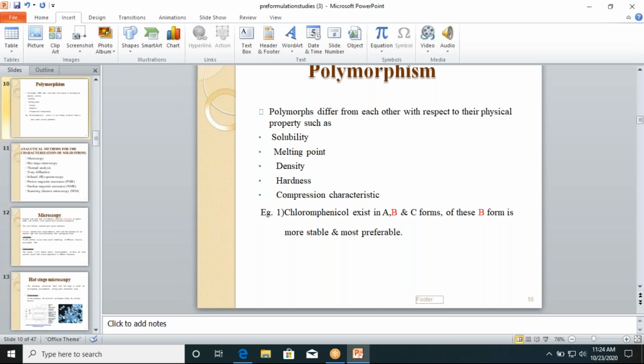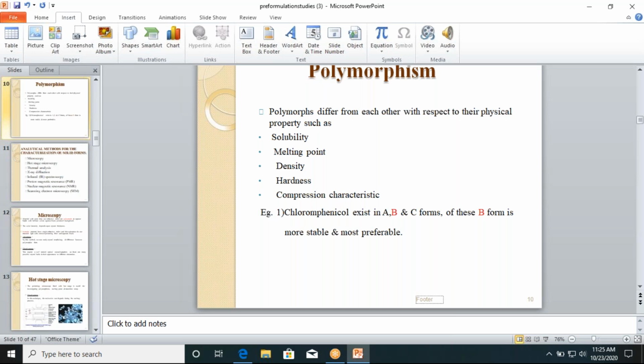A, B, C. Out of A, B, C, you select the B form because the B form is more stable compared to A and C. So this is the reason why you go for the study of polymorphism. Only one of the polymorphs will be more stable compared to the others, and the stable polymorph is the one we will select for the next formulation. Okay.